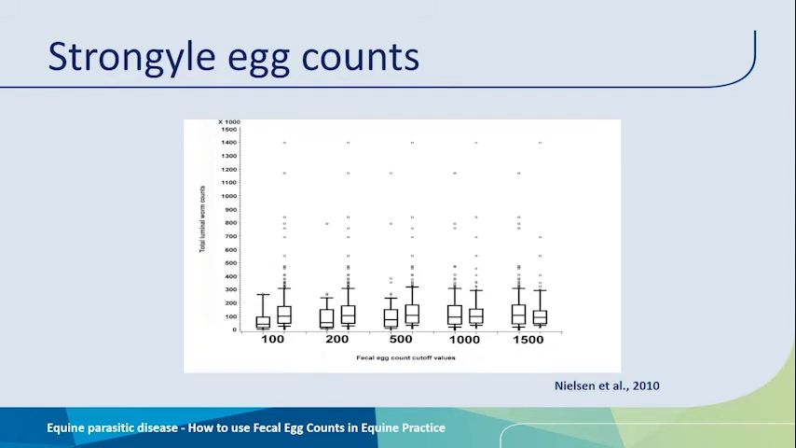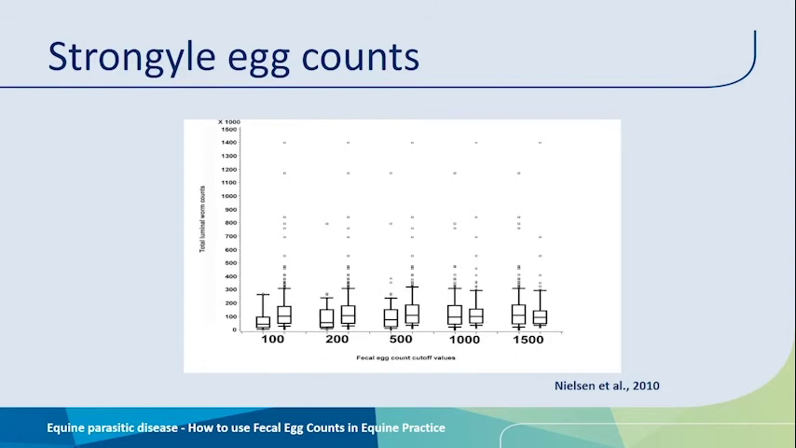So instead what we looked at was to take the population of horses, 700 horses that we had in the database, and then arbitrarily chose different egg count cutoff thresholds to divide the group into two and looked at whether we had any differences in worm counts. You have a few examples here on the slide. Look at the one to the left at the 100 eggs per gram cutoff. We had a significant difference, with horses above that cutoff having significantly more worms.